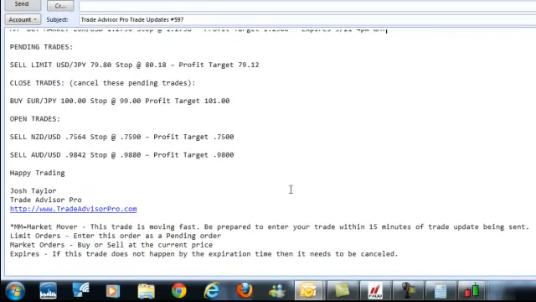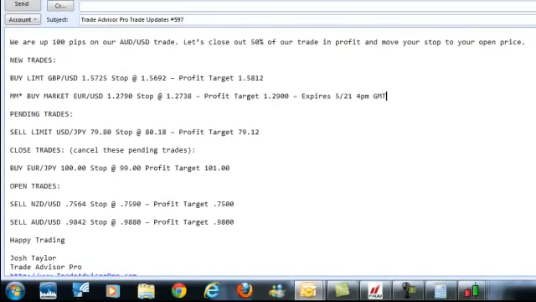All right. So at the bottom here of the email, it explains some different annotations. You may see a star MM. Now that means it is a market mover. Now it says this trade is moving fast. Be prepared to enter the trade within 15 minutes. Now I'll tell you why we do have these market mover trades. In fact, this is supposed to be here.